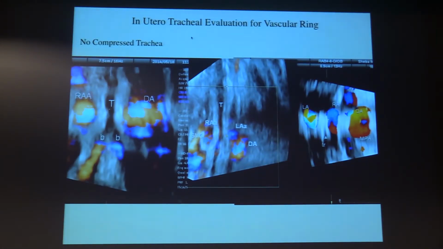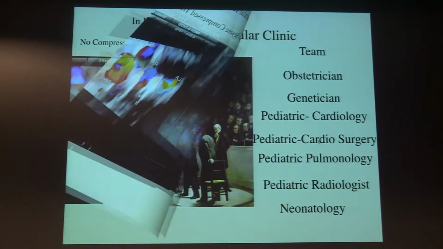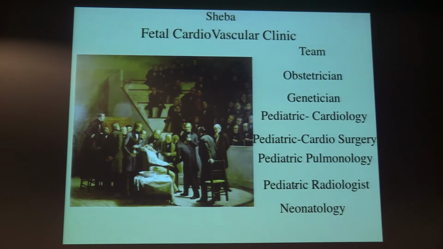So, in summary, we have the in utero evaluation of the vascular ring. We have non-compressed trachea, mild compression of the trachea, and even severe compressed trachea can be diagnosed in utero. We have our fetal cardiovascular clinic, a multidisciplinary team involving the obstetrician, geneticist, pediatric cardiologist, pediatric cardiosurgeon, pediatric pulmonologist, pediatric radiologist, and neonatologist.